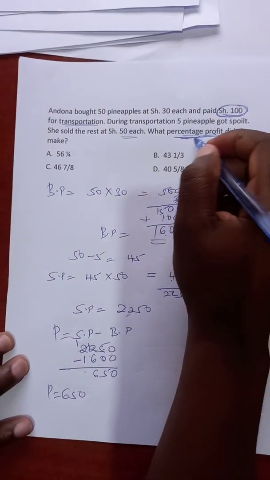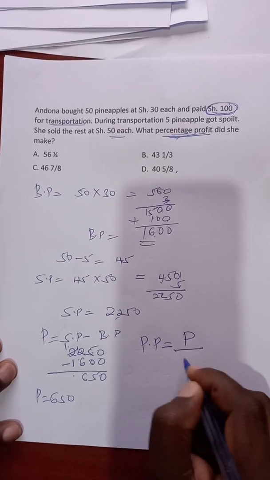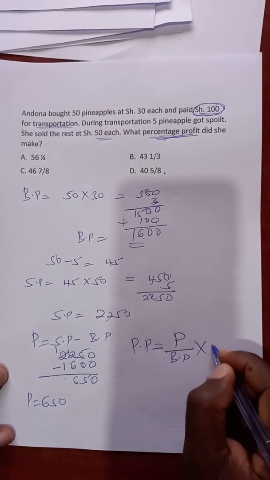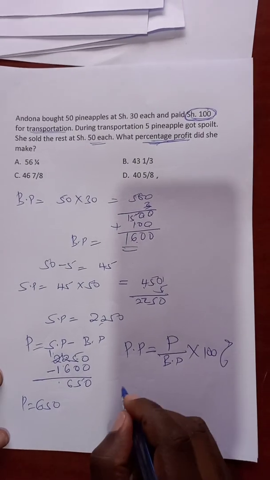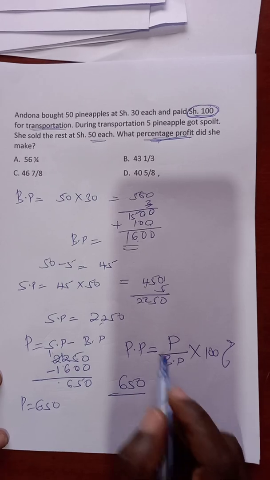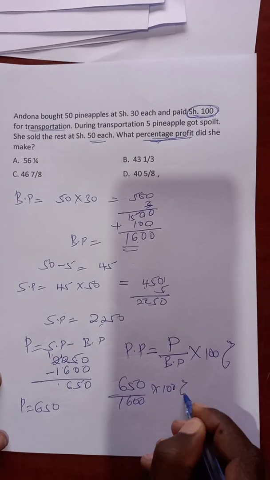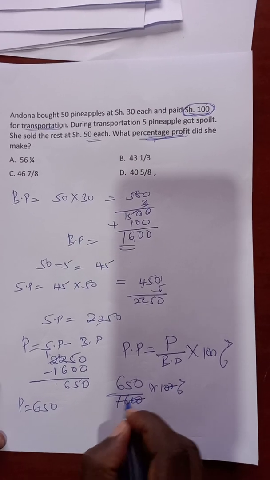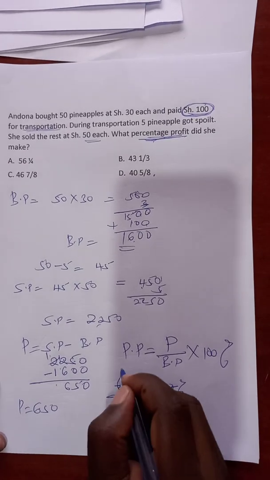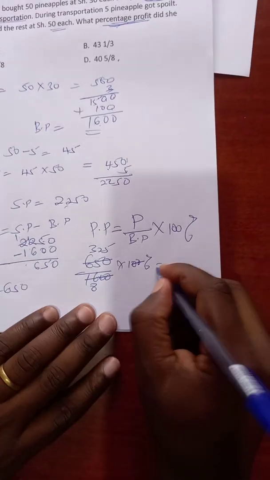The question asks percentage profit. Percentage profit is equal to profit over buying price times 100%, which will be given by our profit 650 over our buying price 1,600 times 100%. Cancel where possible. By zeros go, by zeros go. By 2, 8. By 2, 325. We use the long method of division.